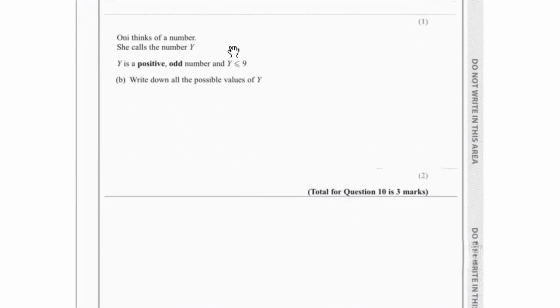Then Ani thinks of a number. She calls the number y. y is a positive odd number and y is less than or equal to 9. Write down all the possible values of y. So y is positive and odd. So that means it can be 1, 3, 5, 7, and 9. It says y is less than or equal to 9. So 9 is included in the values of y. And then all of the positive odd numbers less than 9 are 1, 3, 5, and 7.